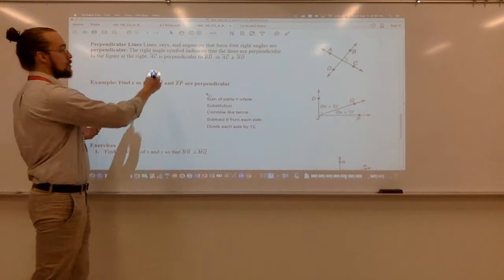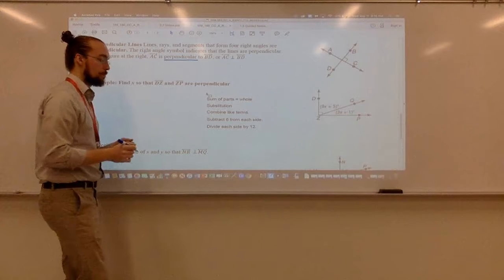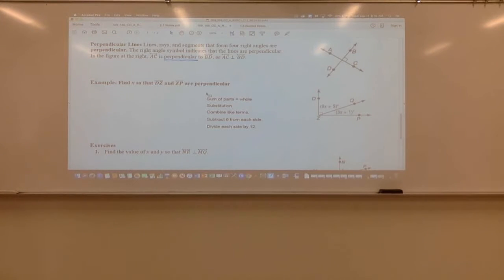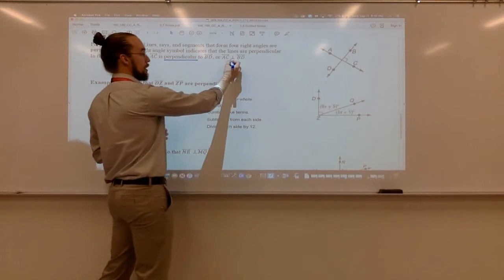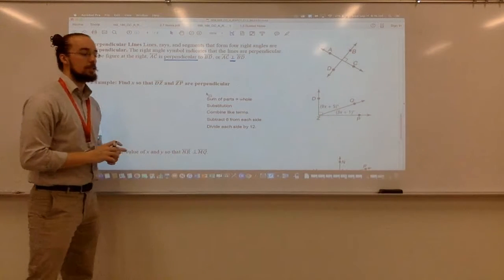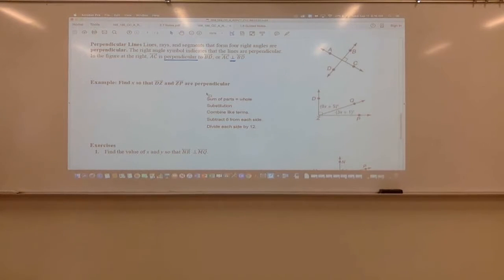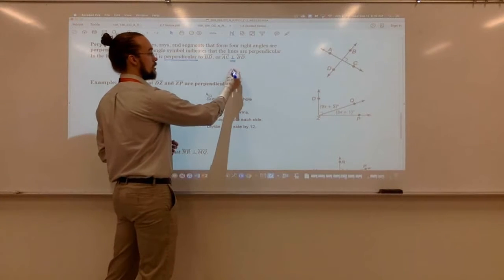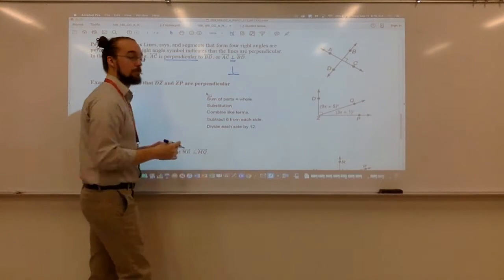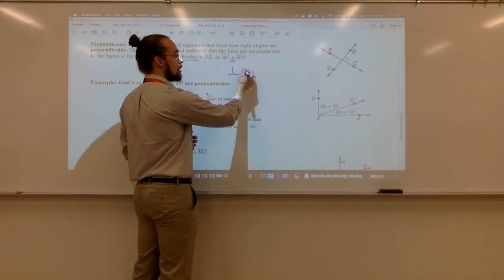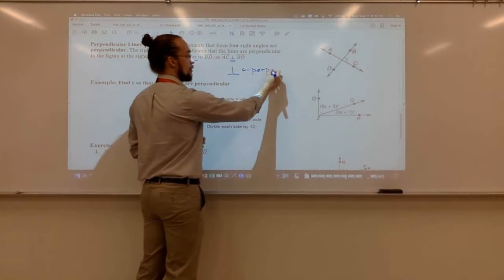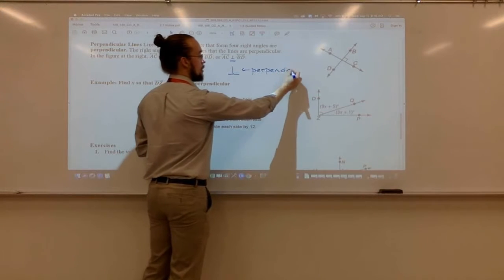Now, we also have to understand what perpendicular means. Perpendicular means that they meet at a 90-degree angle. Right? The symbol for perpendicular is this right here. I'm not sure if you guys have seen that symbol before, but it just looks like an upside down capital T. This symbol means perpendicular. So if you haven't seen that before, jot that down. This is the symbol for perpendicular.